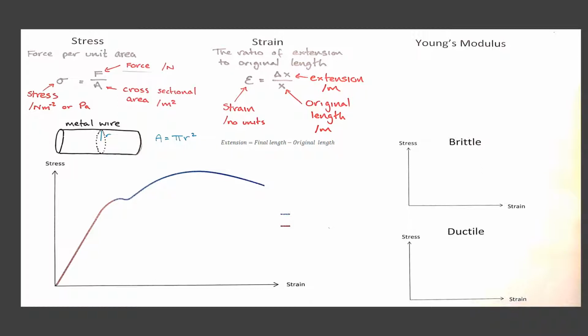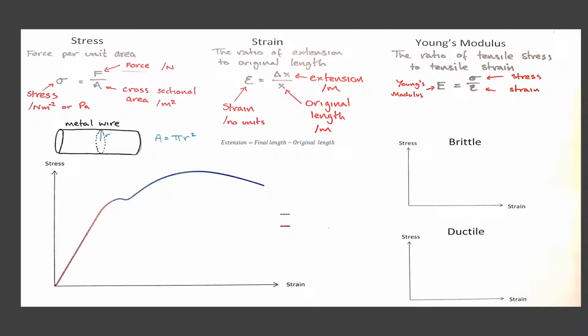Young's modulus. Young's modulus of a material is the stiffness constant, similar to the spring constant. However, it's not affected by the area or the length of the material. It's defined as the ratio of tensile stress to tensile strain. We give Young's modulus the symbol of capital E and it is equal to sigma over epsilon, where sigma is the stress and epsilon is the strain. Stress has the units of Pascal and strain has no units, so Young's modulus has the units of Pascal.